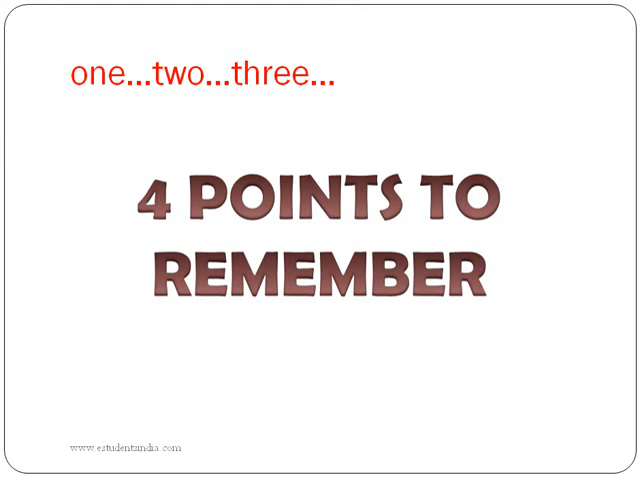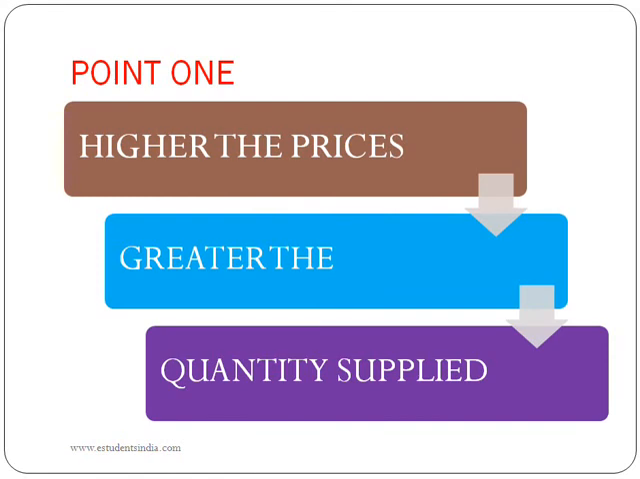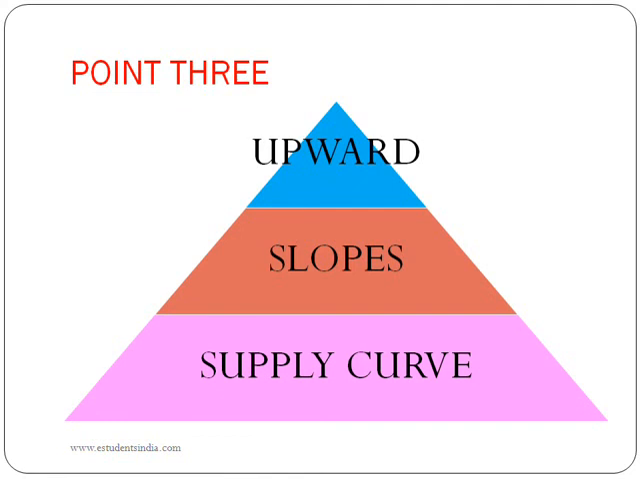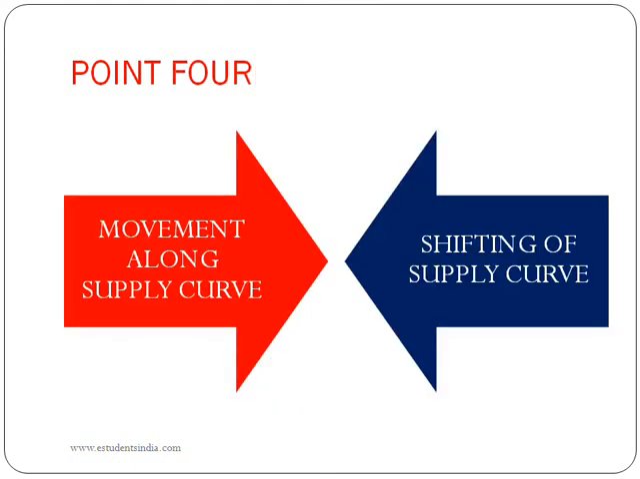Points to remember. Point 1. Higher the prices, greater the quantity supply. Point 2. Lower the prices, lower the quantity supply. Point 3. Supply curve slopes upward. Point 4. Movement along the supply curve and shifting of supply curve are different.